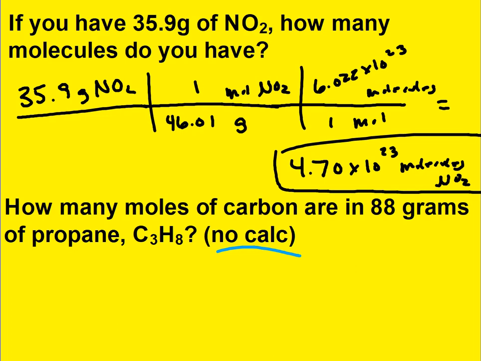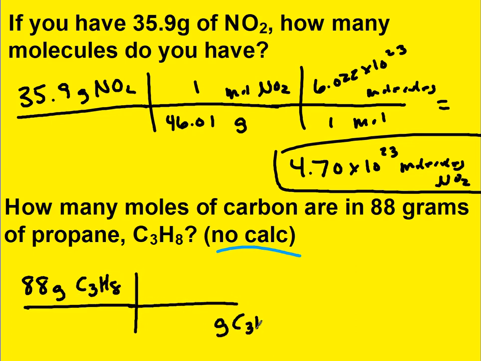For this second problem, we started with 88 grams of C3H8. I'm going to have my grams of C3H8. Because we don't have a calculator, we're going to round some. So each carbon is 12. 12 times 3 is 36. Plus 8 is going to give me 44. So 44 grams for every 1 mole of C3H8.